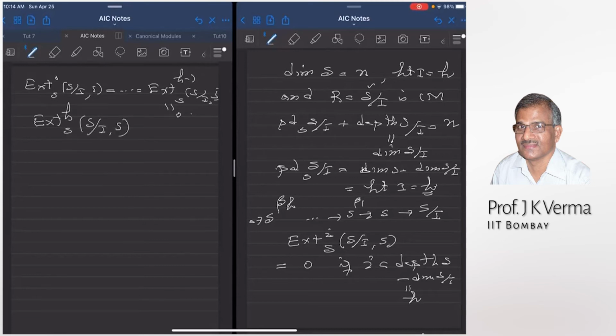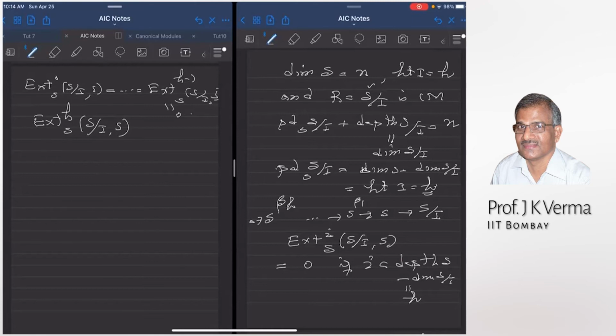Yeah, can anybody tell me why this Ext is non-zero? Nikhilesh? Sir, the height of I is H, and so this beta H is non-zero, sir, I think. Yeah, so what is the reason? It is Gorenstein.